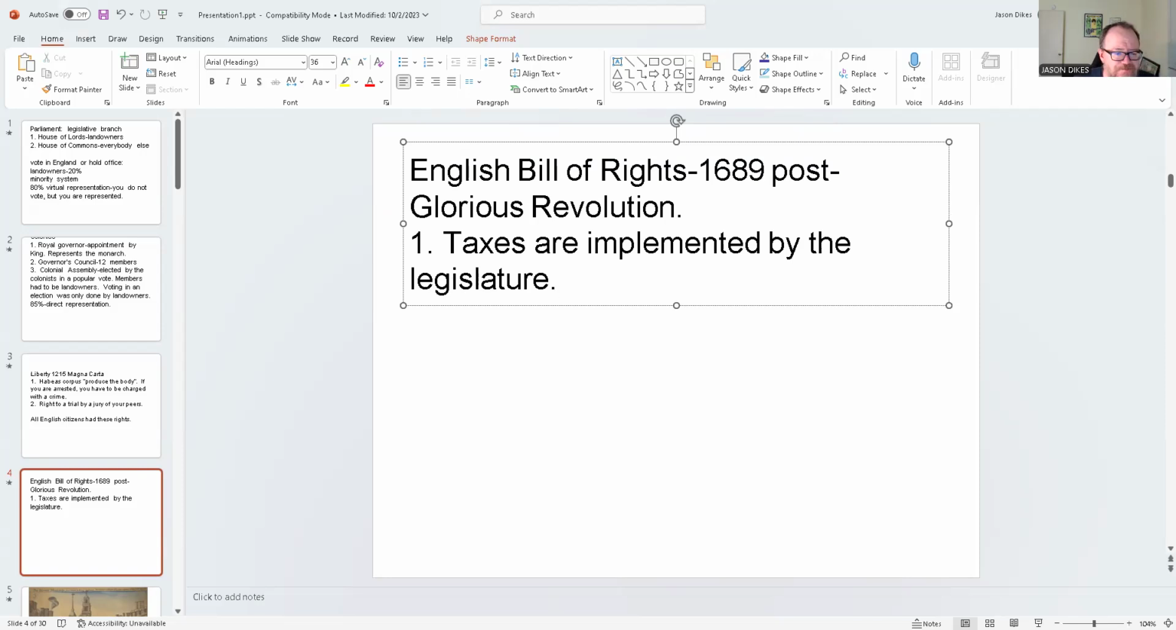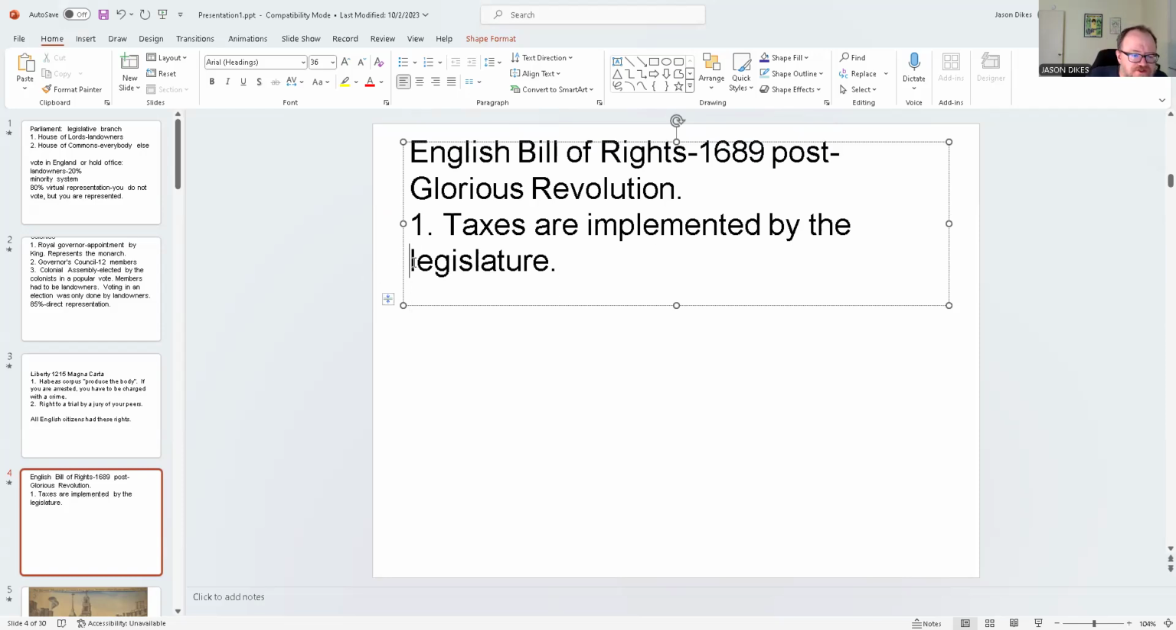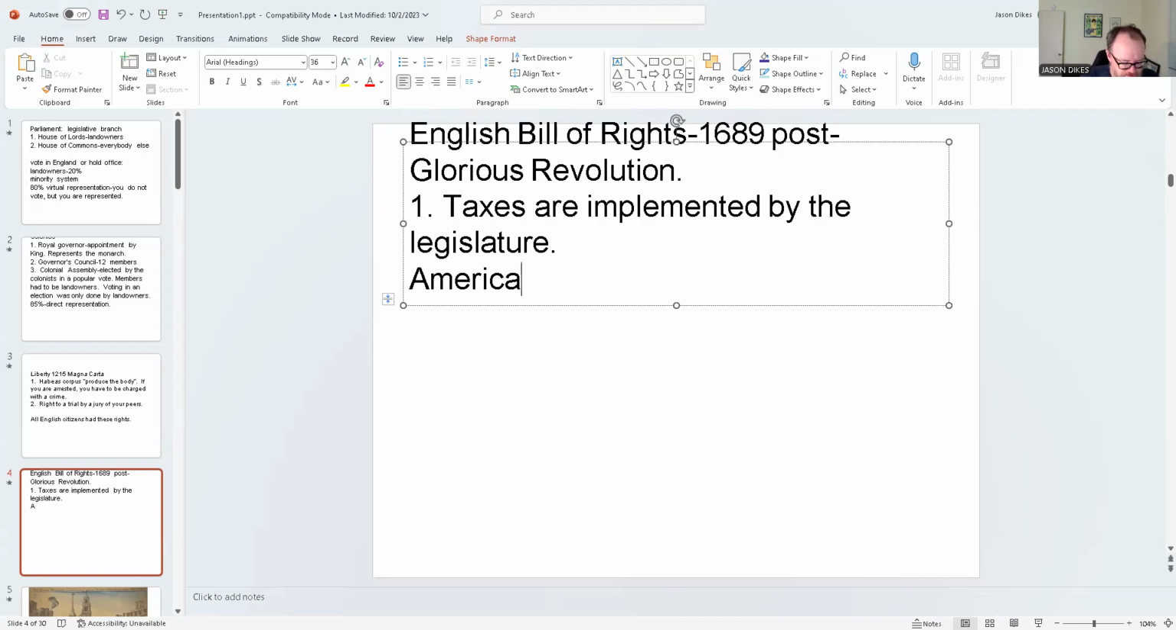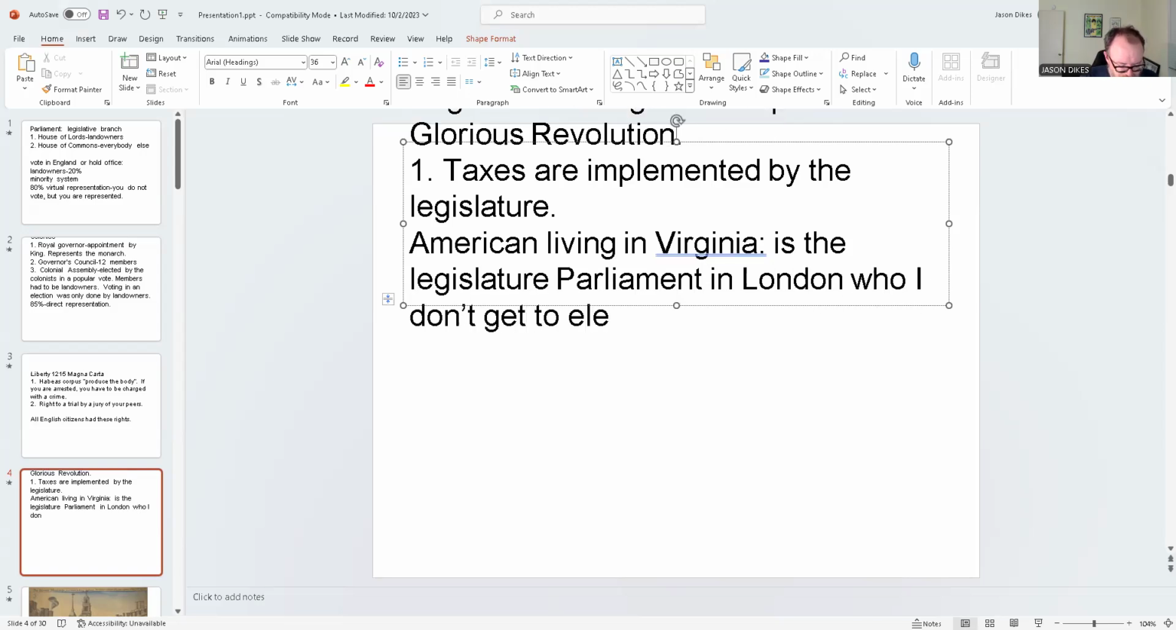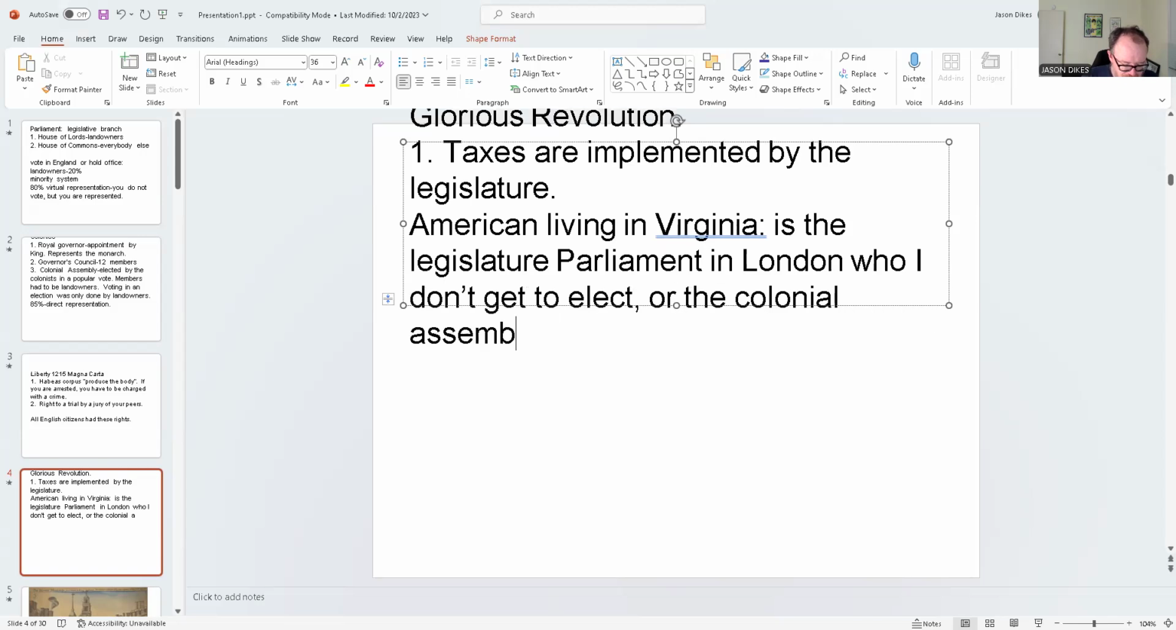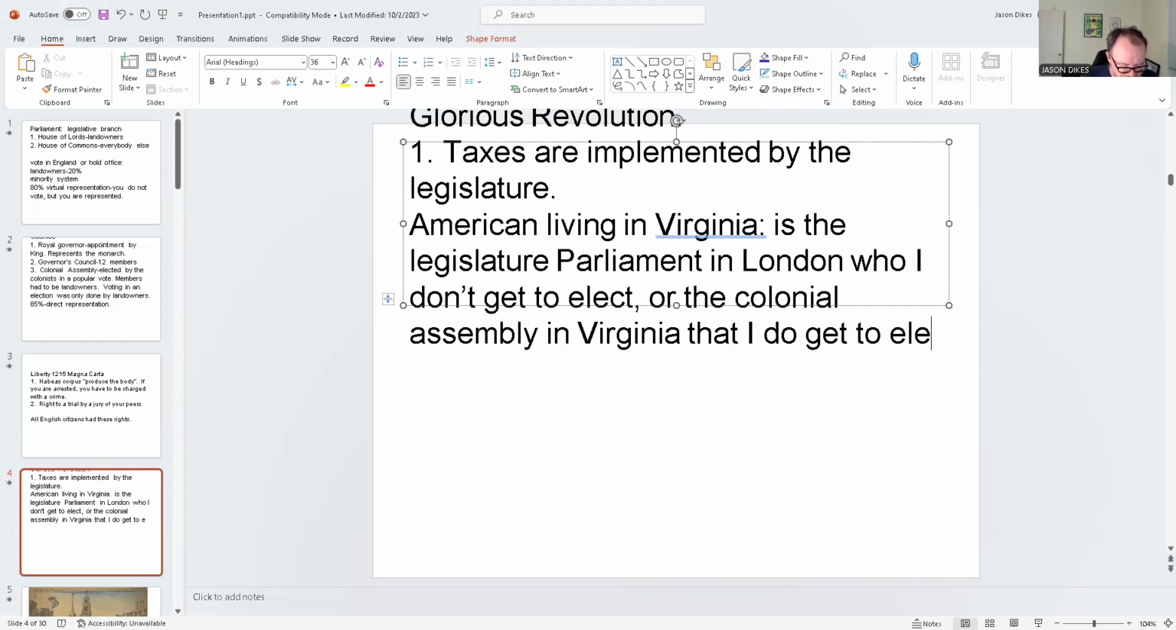The problem here is which legislature. If I'm an American living in Virginia, is the legislature Parliament in London, who I don't get to elect, or the Colonial Assembly in Virginia that I do get to elect?